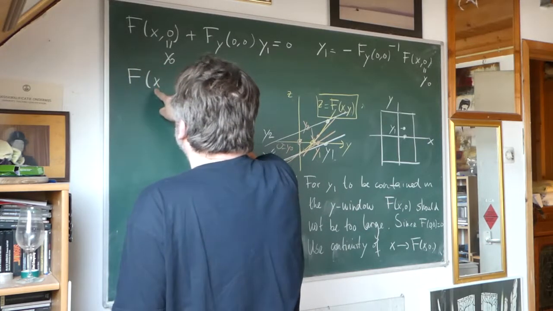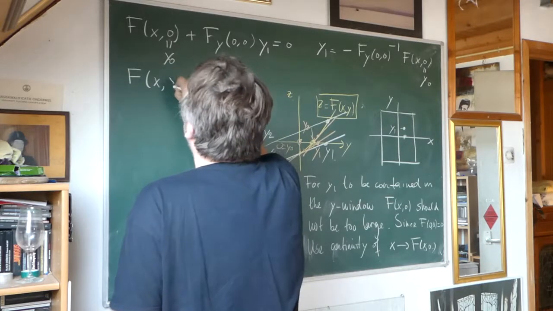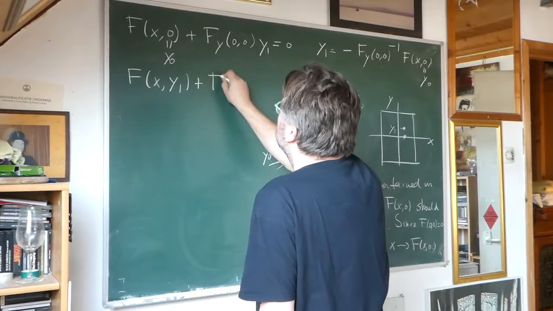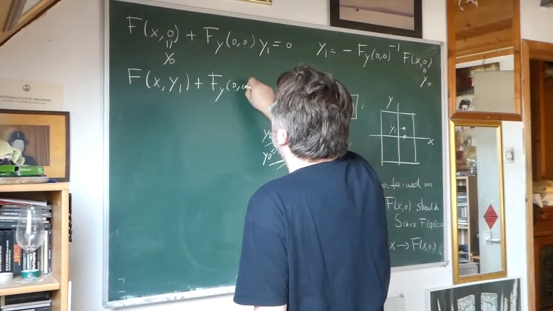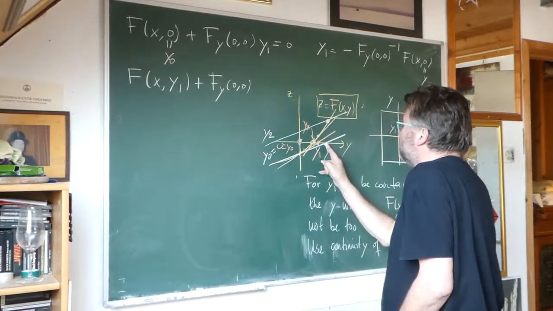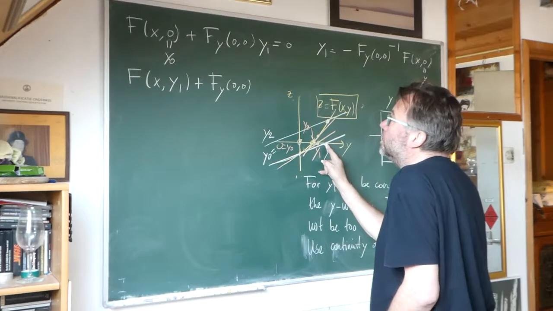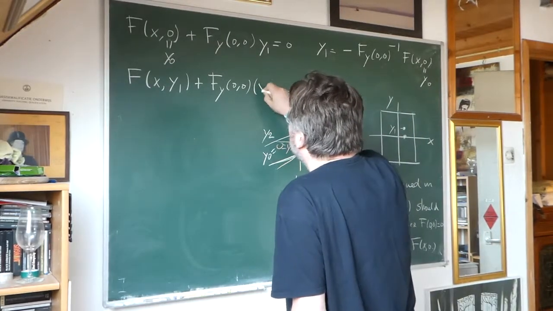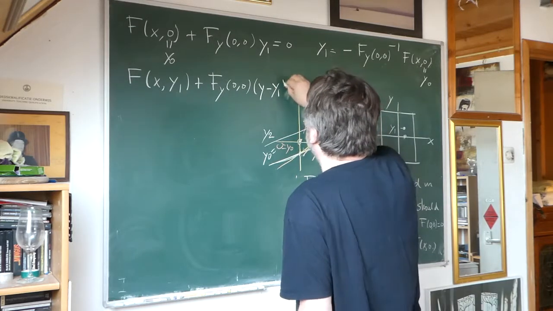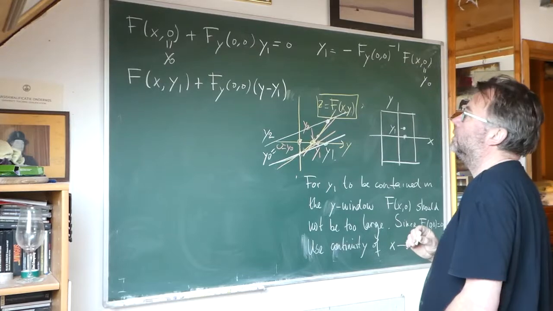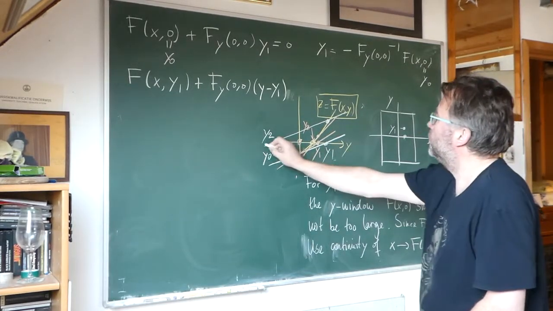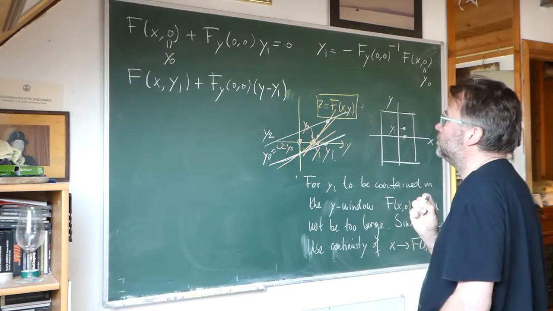I take my x as a parameter, I start in y1, then I use the same derivative. Okay, I'm at this point, so now here I have to put y minus y1. That's my formula for the function which has this white line as a graph.